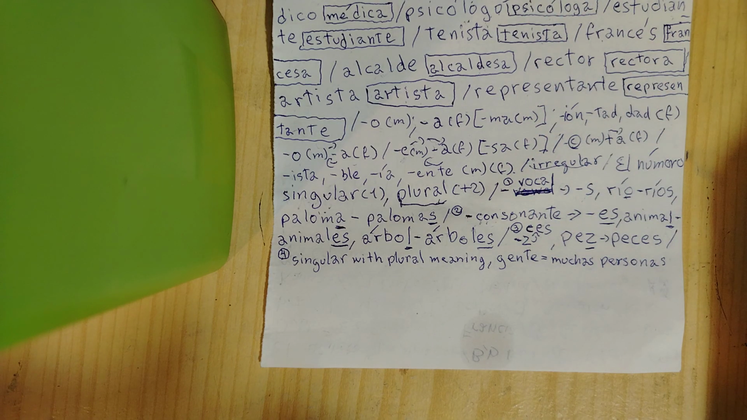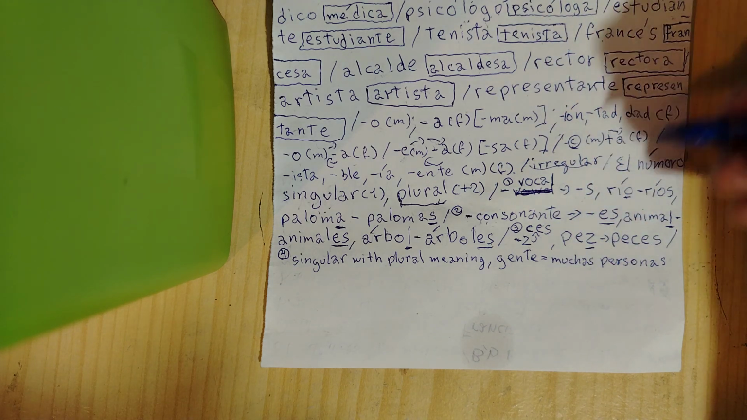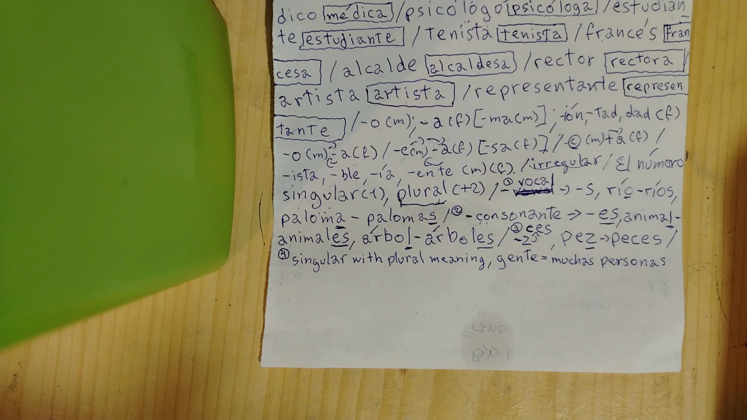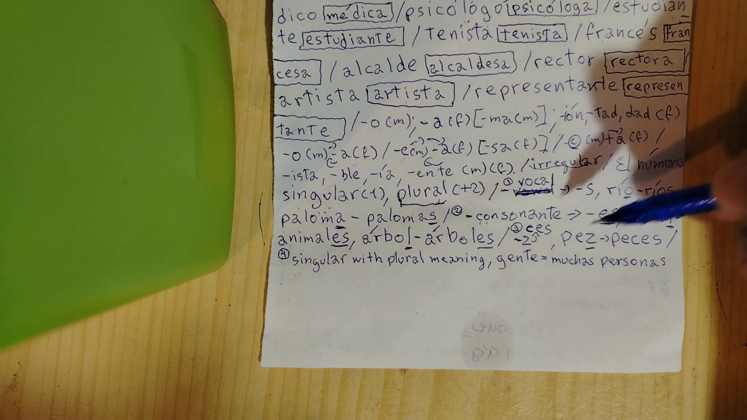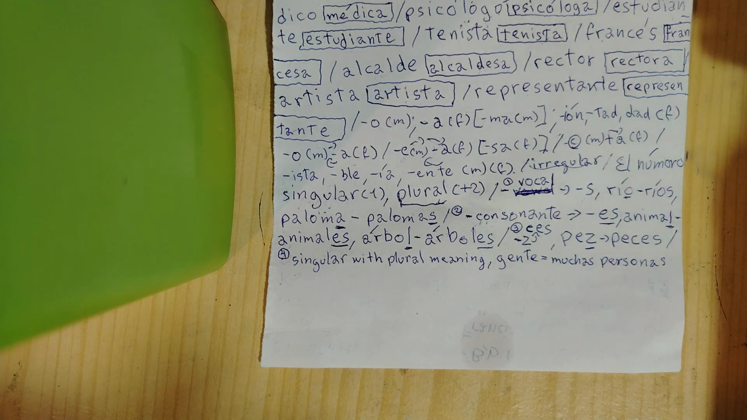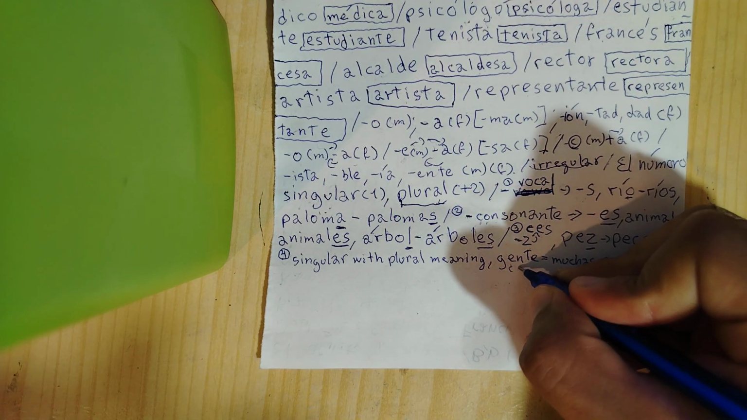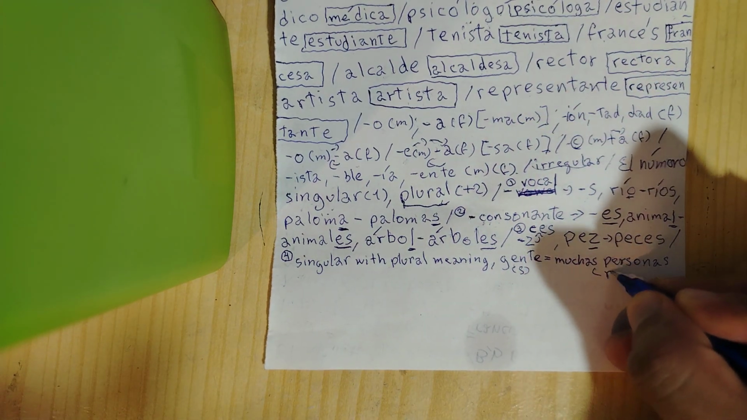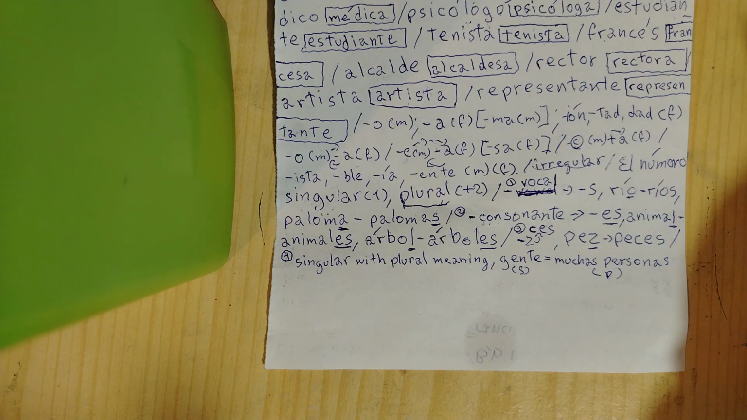Gente in English is people. So people is muchas, a lot, personas, of persons. Yeah, I'm not sure. I had to study English too, my English is not perfect. Sorry, it's not perfect. So yeah, if there is a lot of people, that's gente. So this is singular, but the meaning is plural, right? Yeah, that's it.